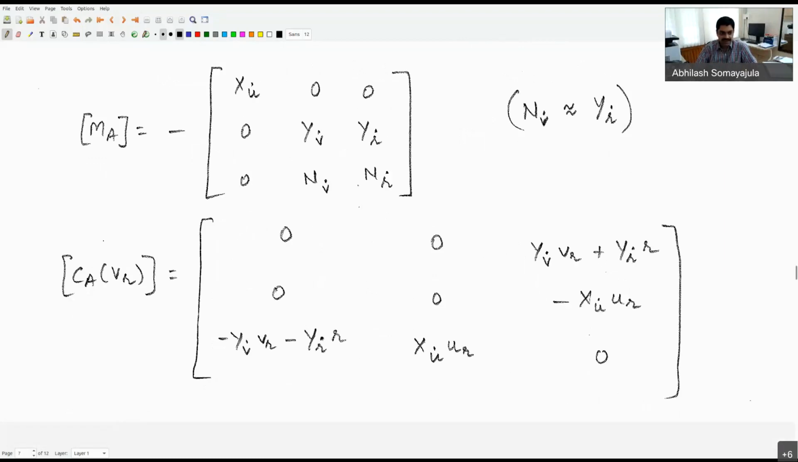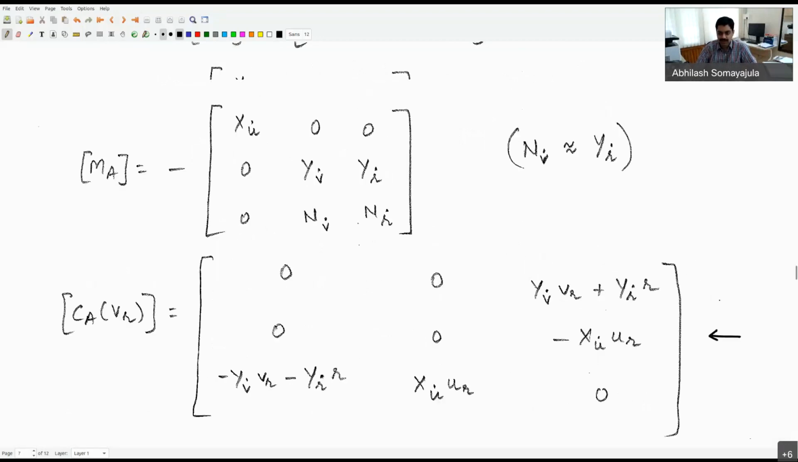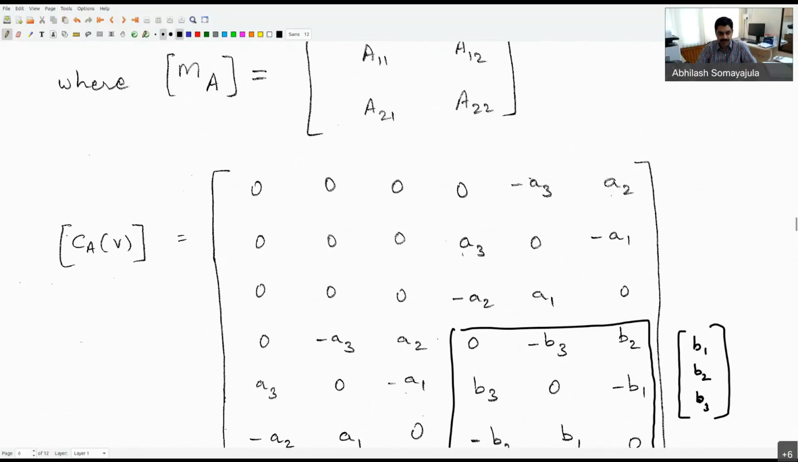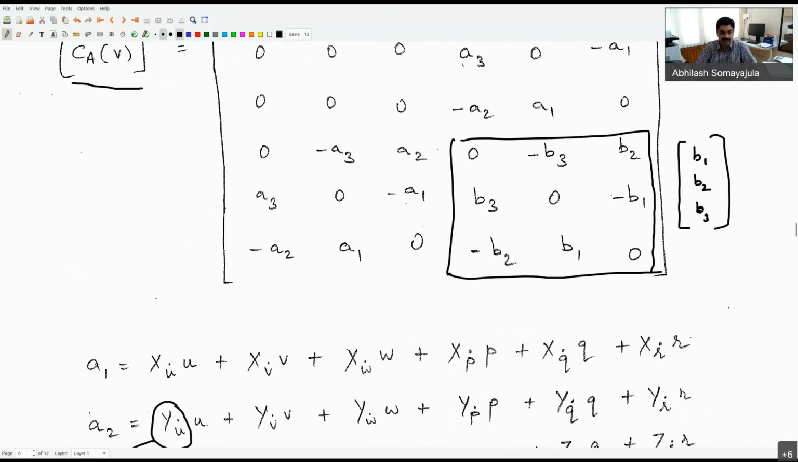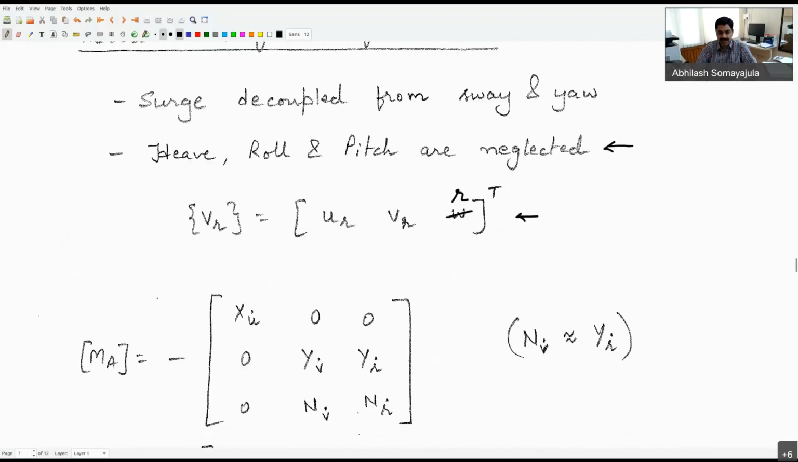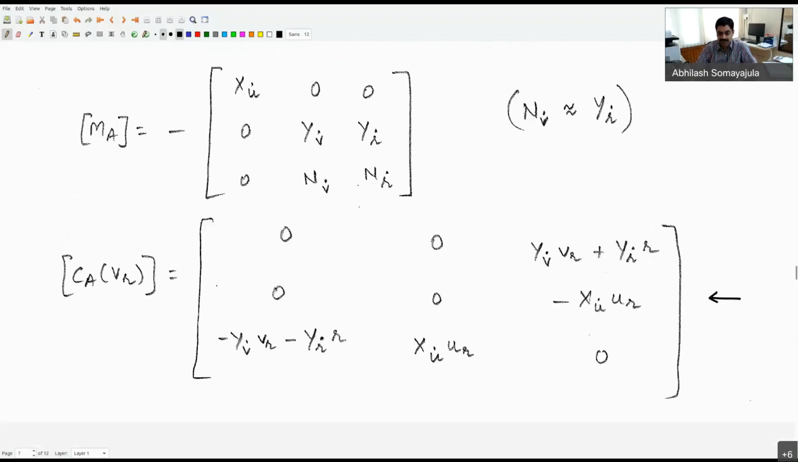And then the corresponding added mass matrix in the case of a 3 degree of freedom model is also derived. You can see that if we go back and substitute these values into the CA matrix, and assume that we are getting rid of the heave, roll, and pitch terms, and the surge is decoupled from the yaw and the sway, you can get back what you see here. You can get this matrix out of it.